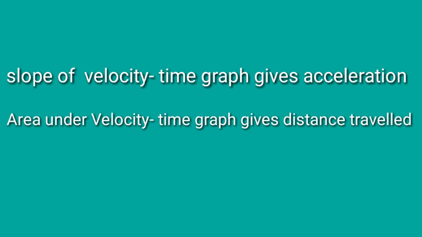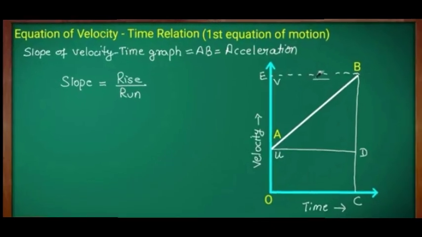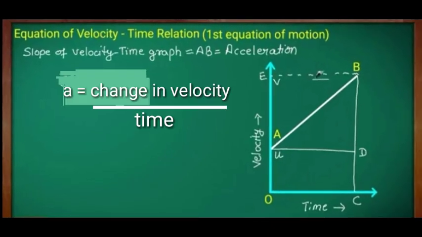Before we start, here we have 2 points. The slope of velocity time graph gives acceleration. Area covered under velocity time graph gives distance travelled. With these 2 points, we will derive the equations of motion one by one. Now we will derive the first equation of motion, that is velocity time relation.